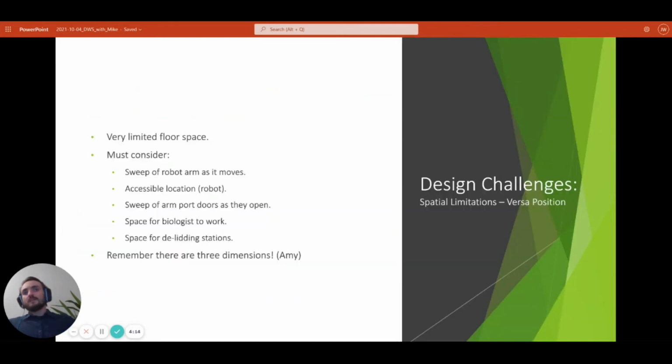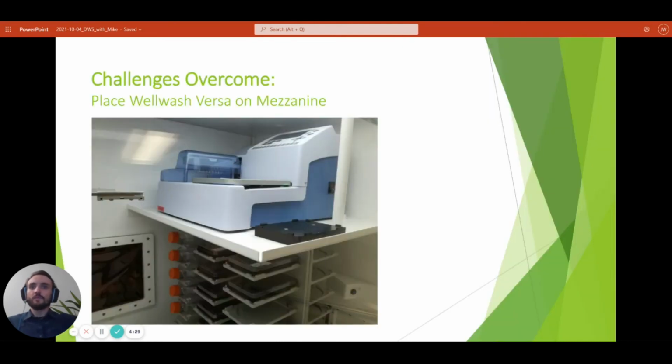And then that led us to where do we put the Versa, because it's quite a large bit of kit, and there was very limited floor space. But again, Amy suggested that there are 3 dimensions. Why don't we just lift it up? So Don Whitley came up with this mezzanine idea, and that really helped us. It opened up a lot of the floor space so that we could fit everything in.